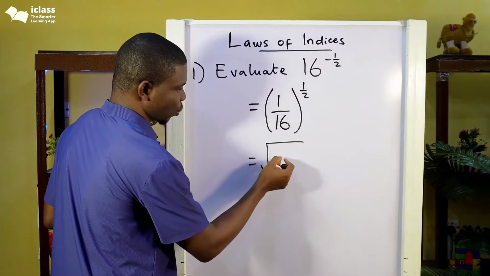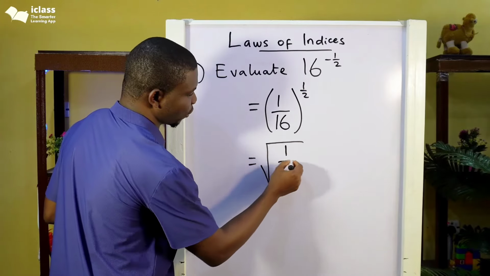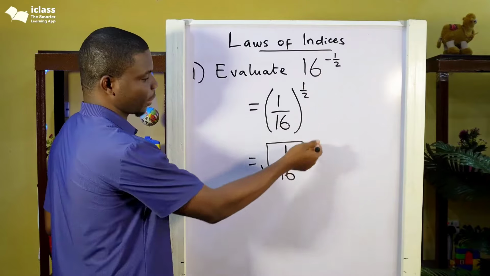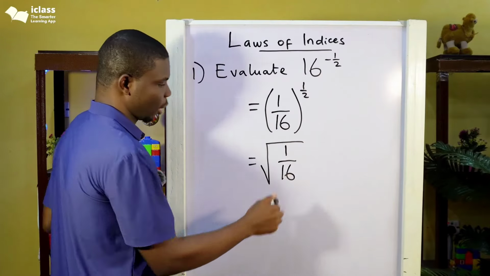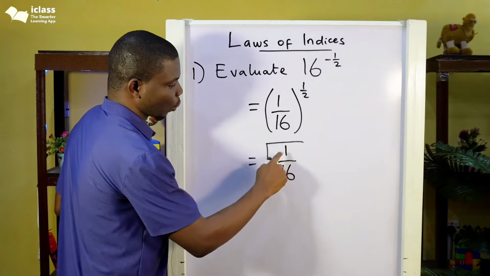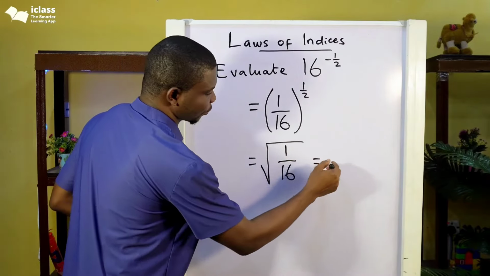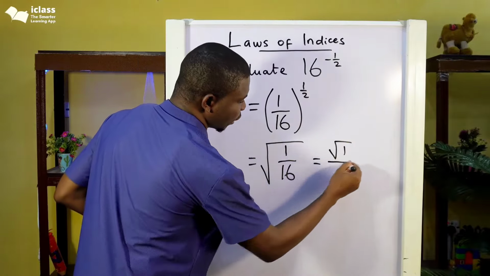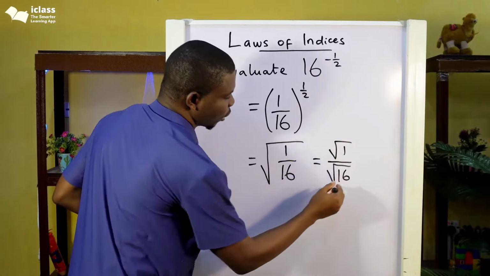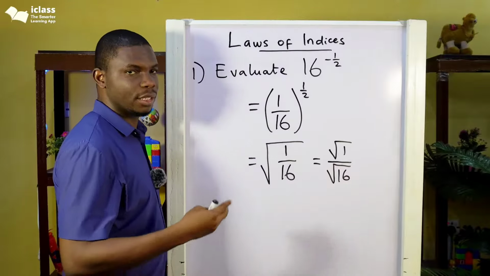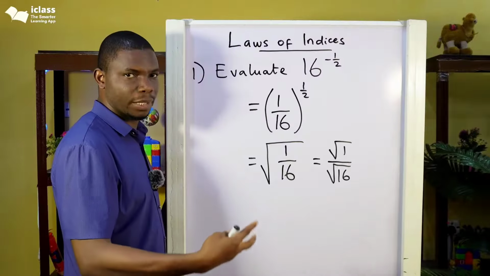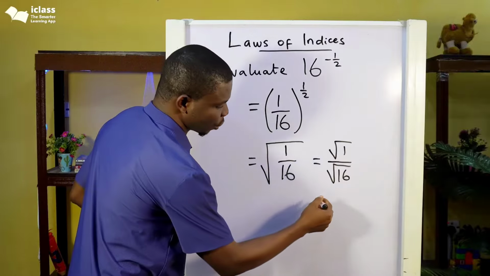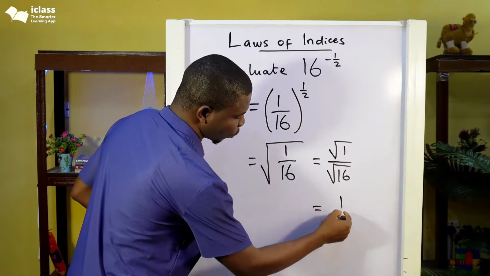So this will be the square root of 1 over 16. And then this numerator, raised to power 1, is still the same thing. So what is the square root of 1 over 16? You know, this square root is both for the numerator and the denominator. What's the square root of 1? Square root tells you what you will multiply by itself to get that number. If you multiply 1 by itself, you get 1. So the square root of 1 is 1.